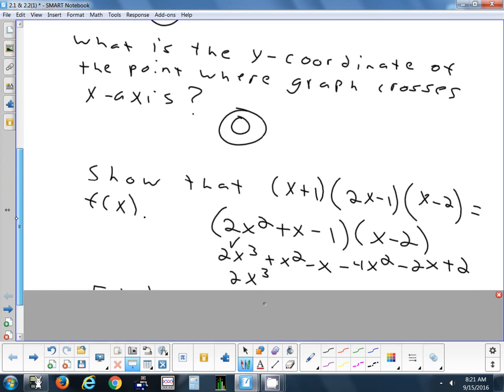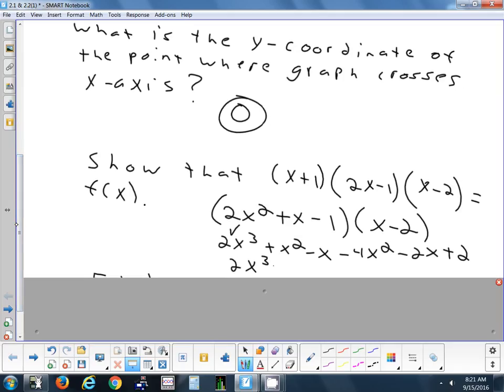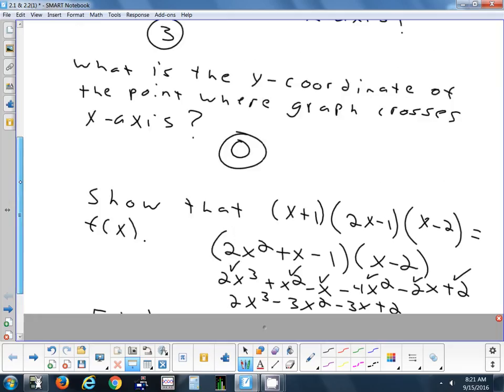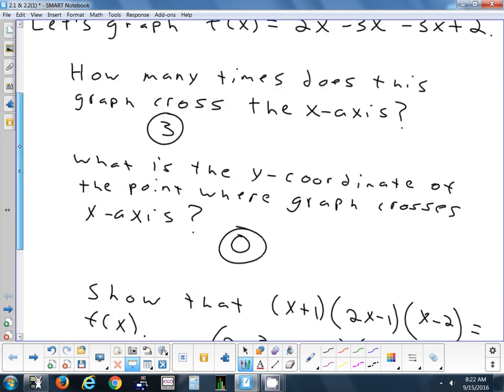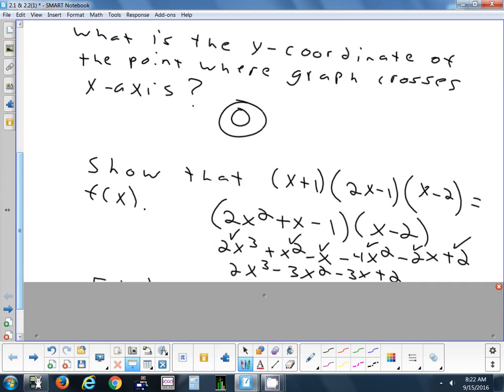No, not 3x squared, negative 3x squared. And then negative x, take away 2x, so minus 3x, plus 2. Okay, so if we look up 2x cubed minus 3x squared minus 3x plus 2, I just proved that these are exactly the same thing.